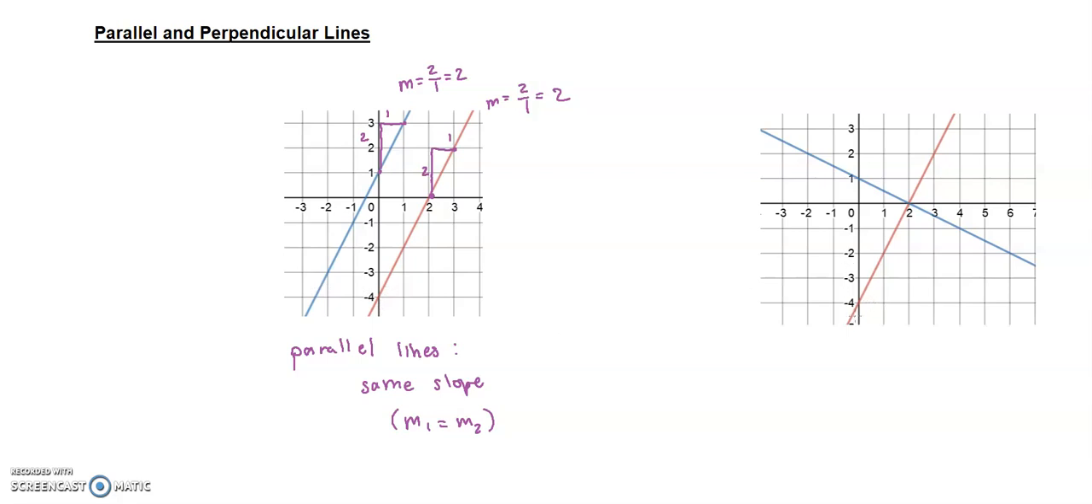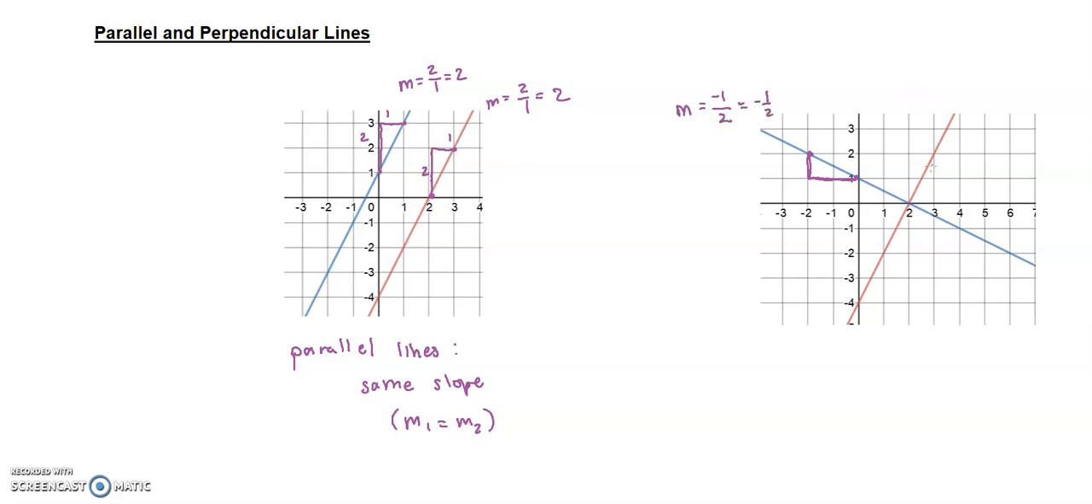Now perpendicular lines is a little bit harder to see, but hopefully this example helps. Let's look at the blue line first. Remember, perpendicular lines meet at a 90-degree angle, and that's what we have right here. The slope for this one, let's go down 1, right 2. So down 1, right 2. The slope is negative 1/2.